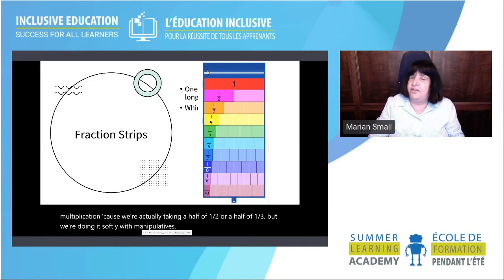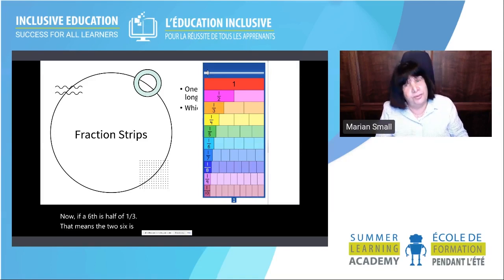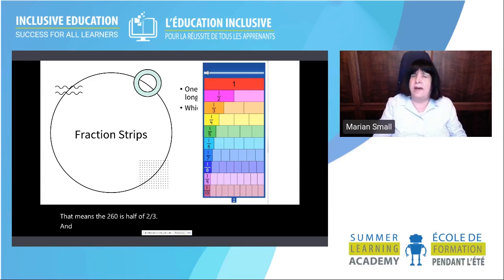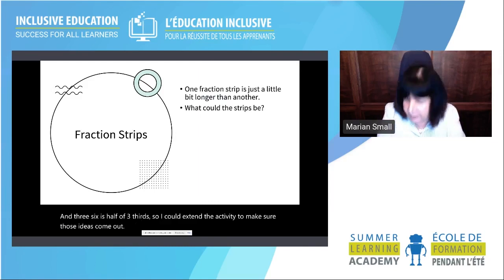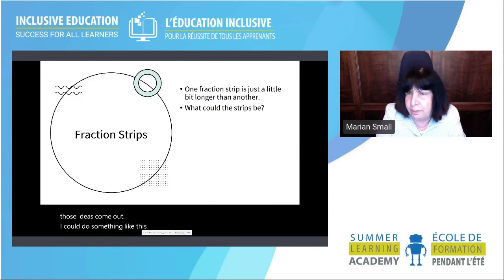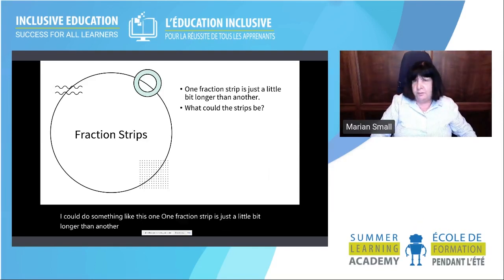Now, if a sixth is half of a third, that means that 2/6 is half of 2/3. And 3/6 is half of 3/3. So I could extend the activity to make sure those ideas come out. I could do something like this one. One fraction strip is just a little bit longer than another one. What could the strips be?